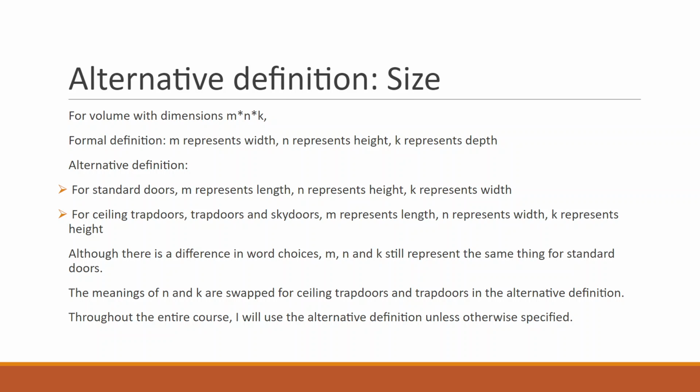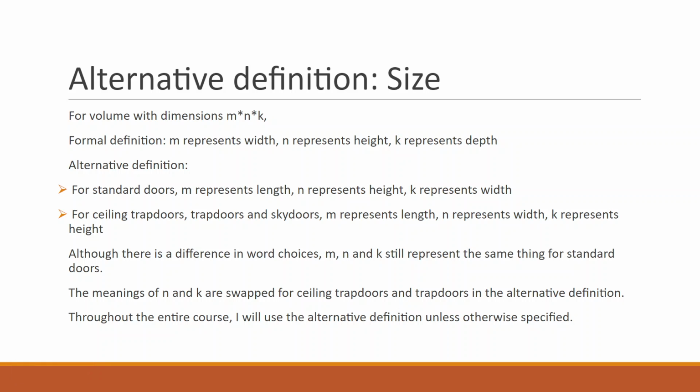But then for volume, I usually like to use an alternative definition. So the formal definition, as I've shown before, is that M represents width, N represents height, and K represents depth. But for the alternative definition, there are 2 cases.